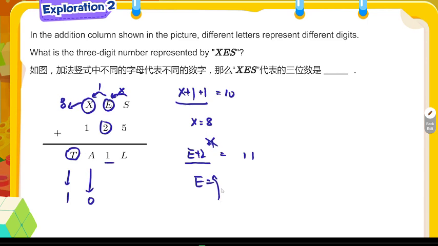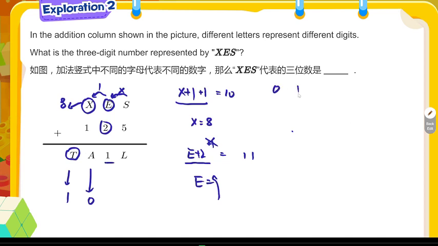And now we have got x and e. Well, the only thing we need is to find out the s and l. S plus 5 equals L. We only know this. How can we know what S is? We just need to make sure the digits that have already been used cannot be used again. We can just find it.